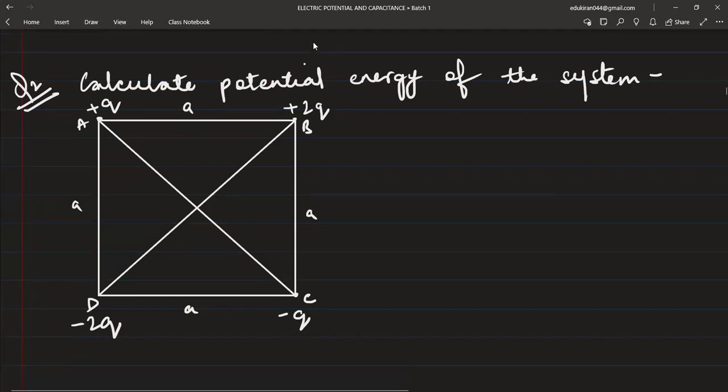Okay, see, now class, one thing. In this question, it appears as if we are calculating four potential energies. Yes, we are calculating four potential energies of the system. So basically, we have four charges. So it doesn't mean that we have to calculate four or we will be getting four potential energies.